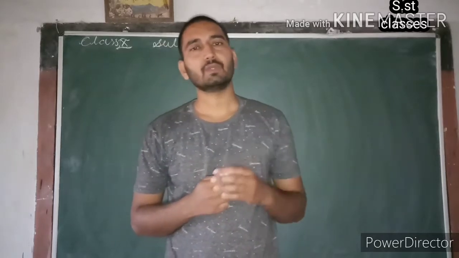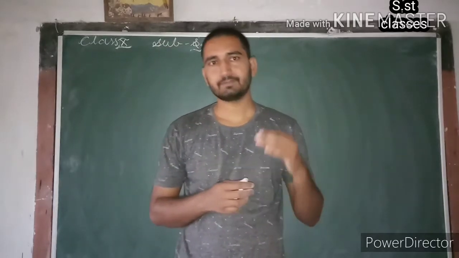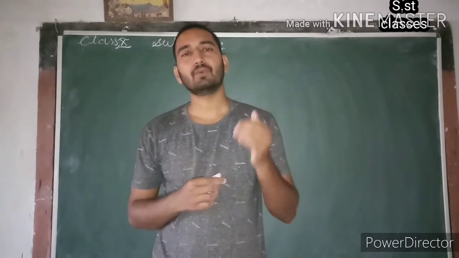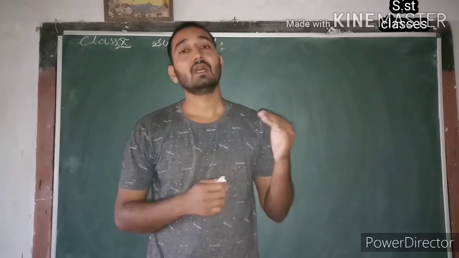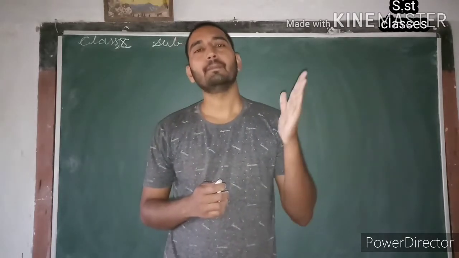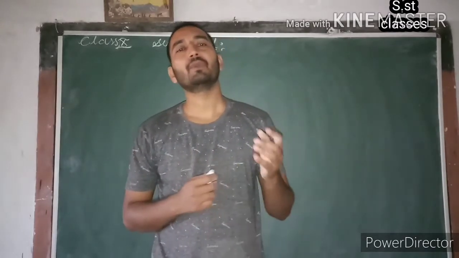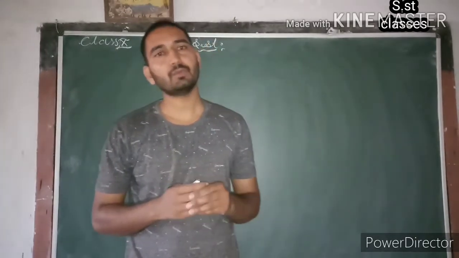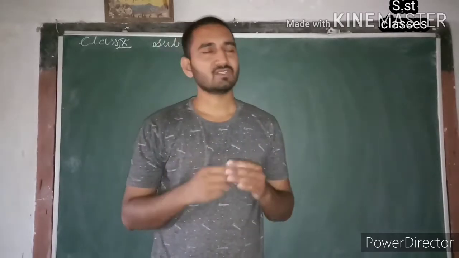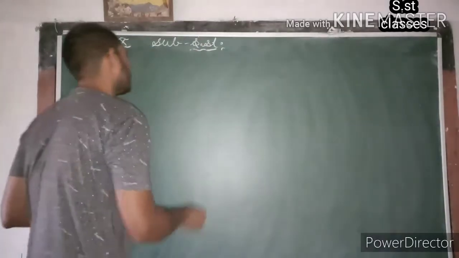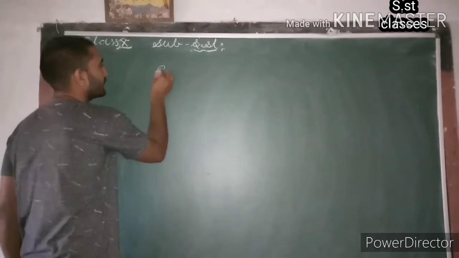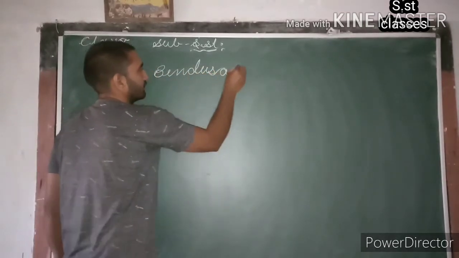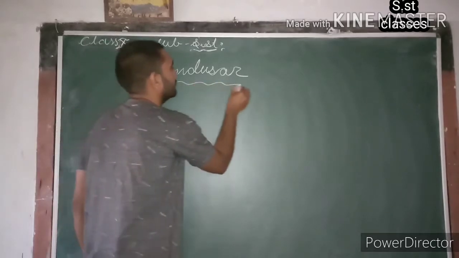Now in this video we are going to discuss the remaining elements related to the Mauryan dynasty, that is, the remaining two major emperors of the Mauryan dynasty, Bindusar and Ashoka. First of all, we are going to start our discussion from Bindusar. So the first point is Bindusar.